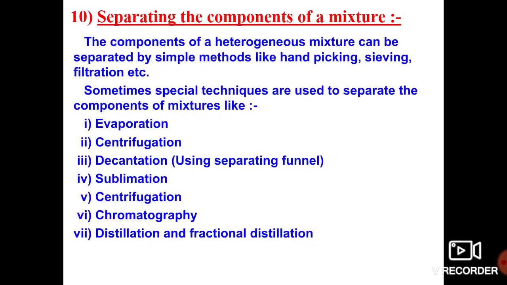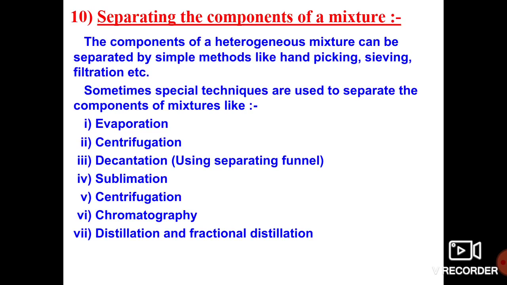Dear students, the separation of components of a mixture. In this concept, we are going to discuss the separation of mixtures by using different kinds of techniques. The components of a heterogeneous mixture can be separated by simple methods like hand picking, filtration, sieving, etc. And sometimes special techniques are also used to separate the components of mixtures.